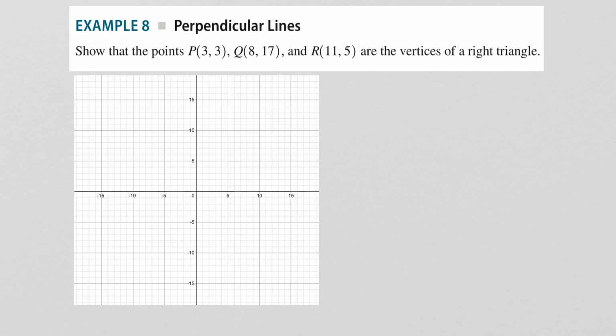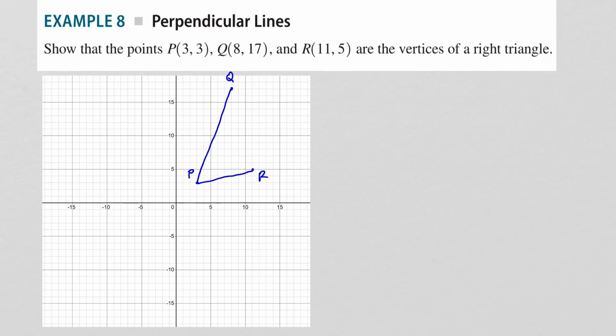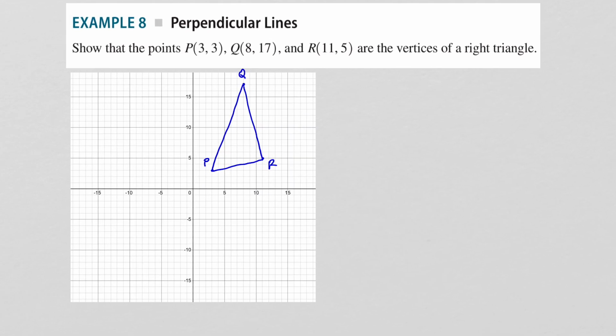So let's go ahead and graph these points just to get a feeling for what we're doing. So the first point P is at the point (3, 3). That's right here. Q is at the point (8, 17), which is right there. That's Q. And R is at the point (11, 5), which is right there. Now, if you connect these 3 points, you can see that we have a triangle. We want to show that this is a right triangle.